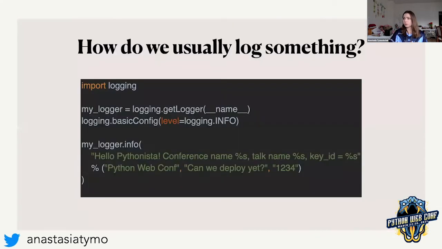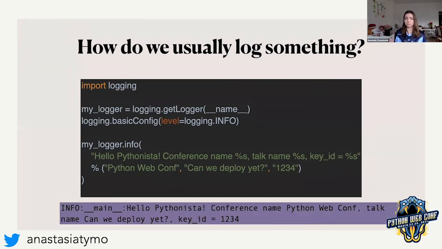So how do we usually do that in Python? Usually we use the logging module, and then we write something to the screen. For example, we need to log the conference name, the talk name, and then some key ID. If we're using this library, then we would get something like this.